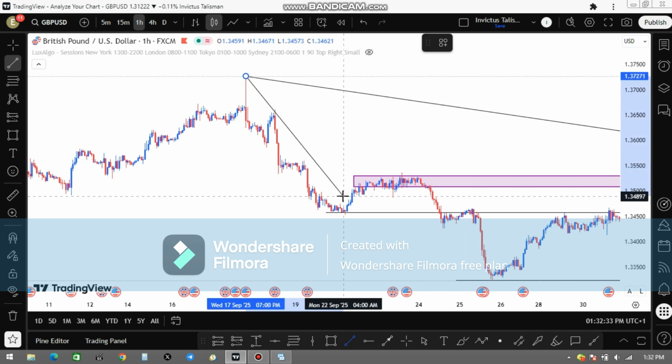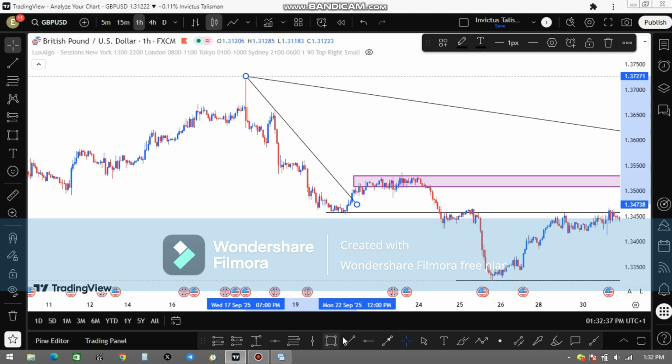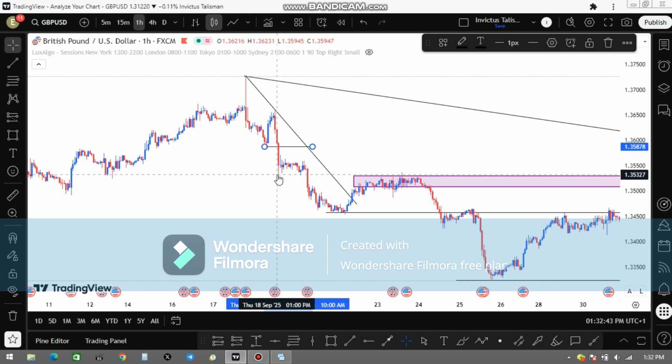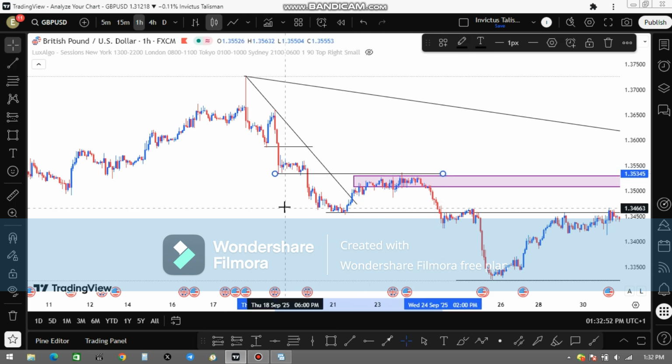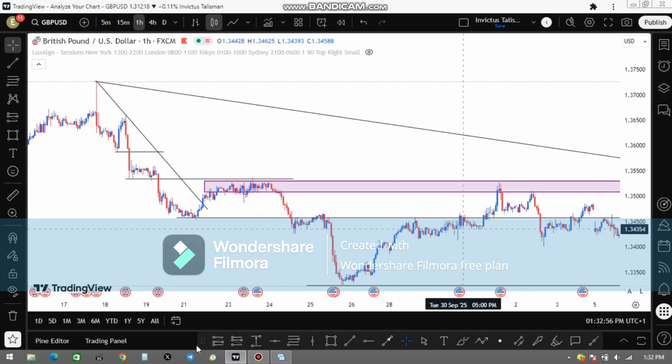So we have this trend line also here. And then we now have this one here. This is the previous resistance, and this one here is also a previous resistance. Then when that one breaks, you have this one here.